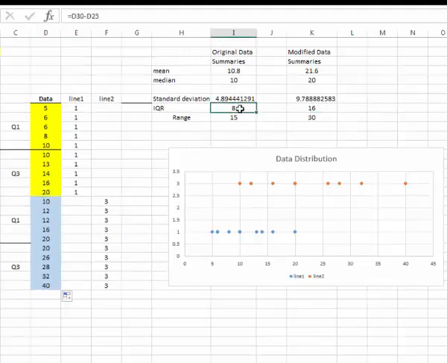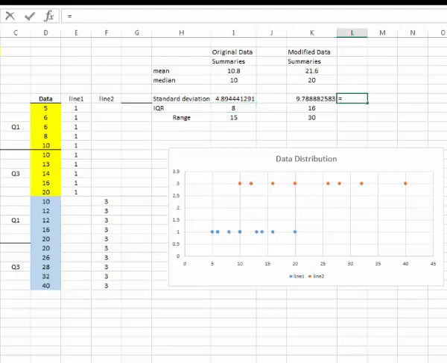The IQR, a measure of spread, went from 8 to 16. Standard deviation went from 4.89 to 9.78. So if I look closely, it looks like all I've done is taken the old spread and multiplied it by 2. And that's all that's happened. What about the mean and the median, the measures of center? Looks like I've taken the old median and multiplied it by 2, taken the mean and multiplied it by 2.